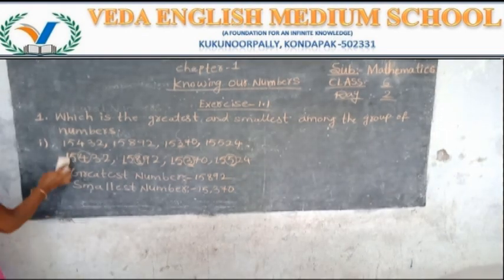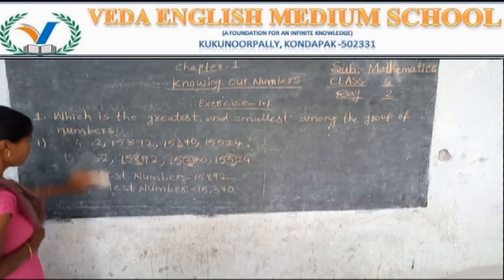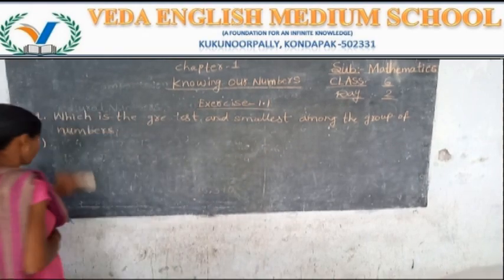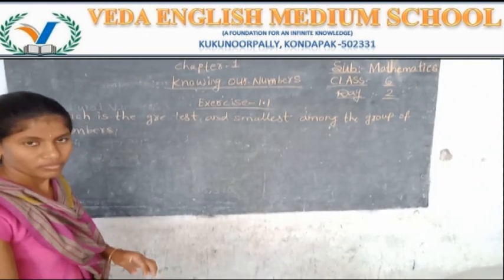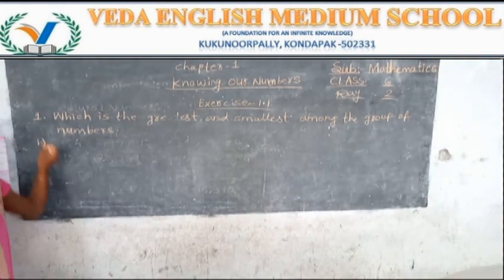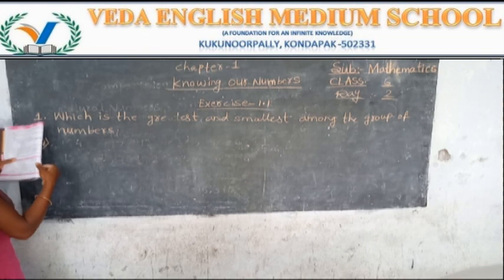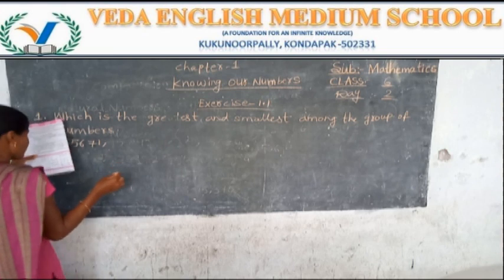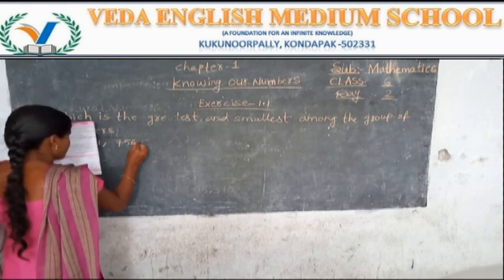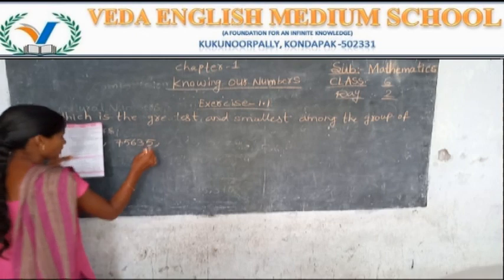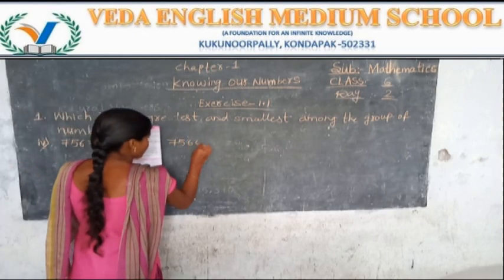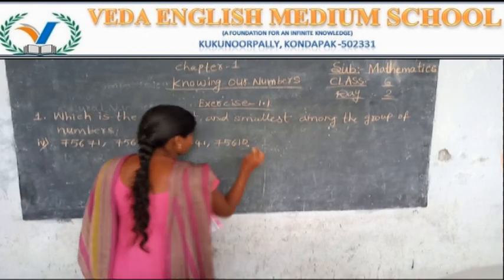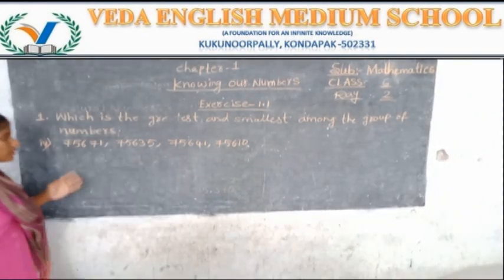Now I will explain the fourth one. What is the fourth question, Nana? The fourth one: 7, 5, 6, 7, 1. Next, 7, 5, 6, 3, 5. Next, 7, 5, 6, 4, 1. Next, 7, 5, 6, 1, 0. The fourth problem's question is completed.